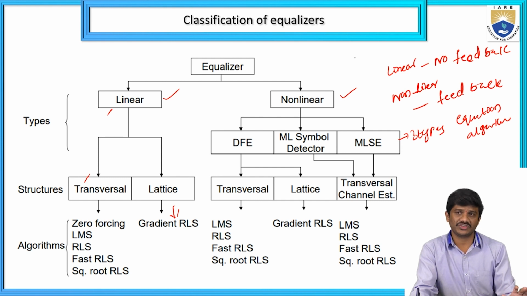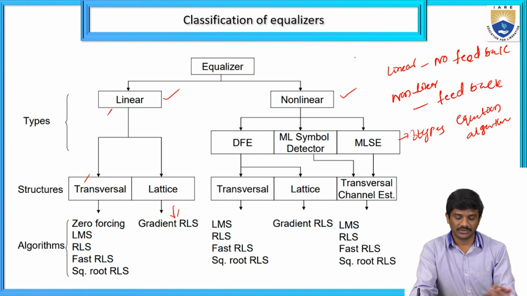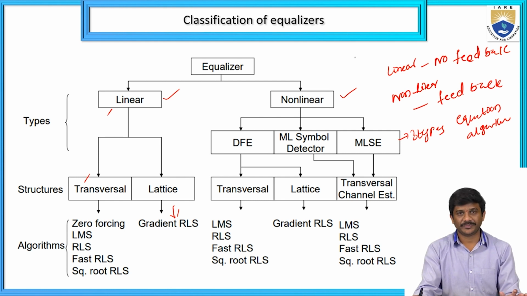Here the same algorithms are repeated for the non-linear equalization. Same thing for transversal: LMS, RLS, fast RLS, square root RLS. Coming to lattice, we have the gradient RLS. Coming to transversal channel estimation, we can use the LMS algorithm, RLS algorithm, fast RLS algorithm, and square root RLS algorithm. These are the classification of the equalizers.